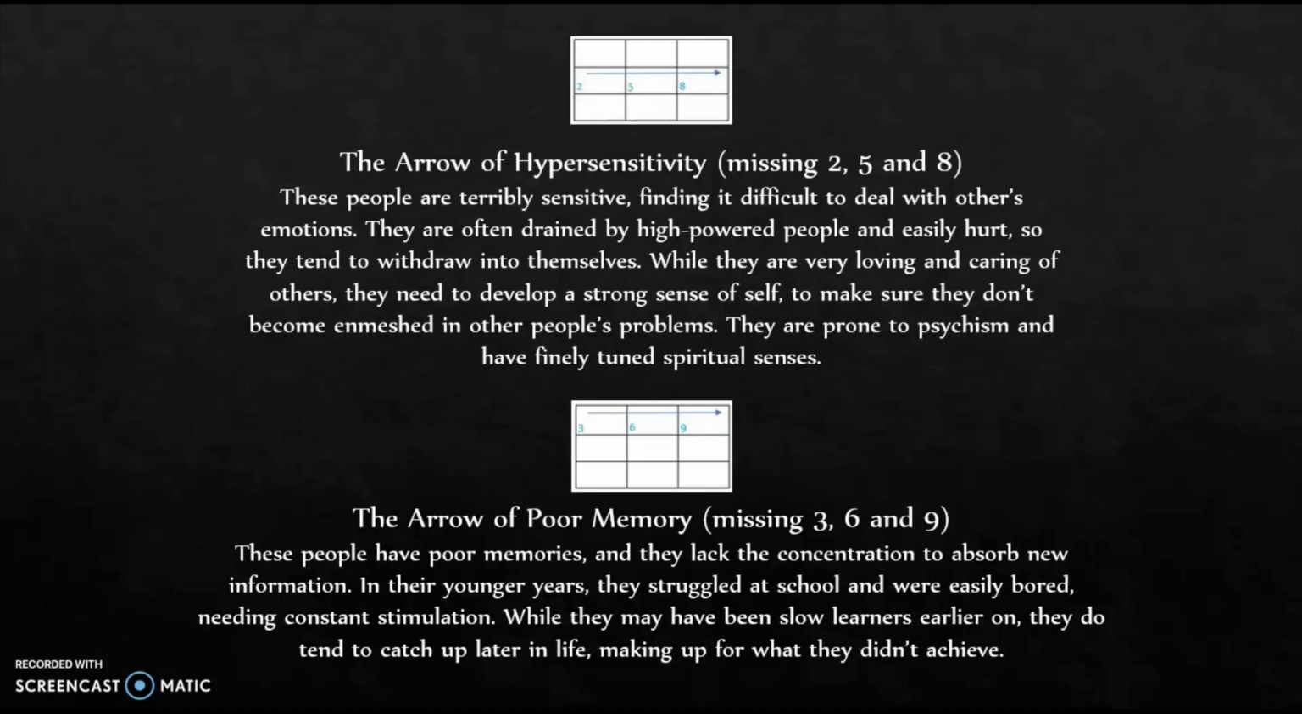The arrow of poor memory, missing 3, 6, and 9. These people have poor memories and they lack the concentration to absorb new information. In their younger years, they struggled at school and were easily bored, needing constant stimulation. While they may have been slow learners earlier on, they do tend to catch up later in life, making up for what they didn't achieve.